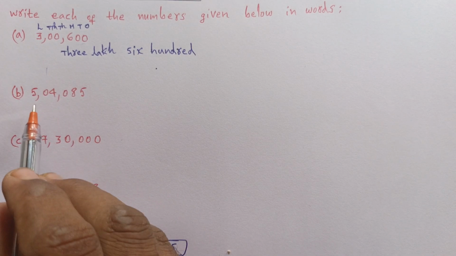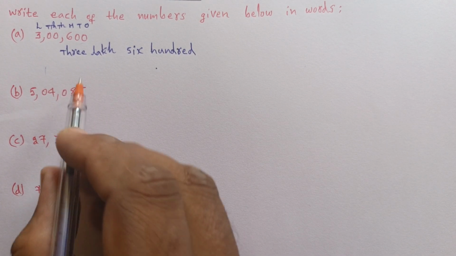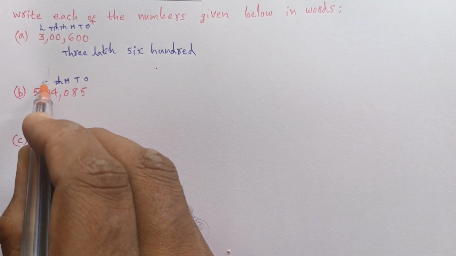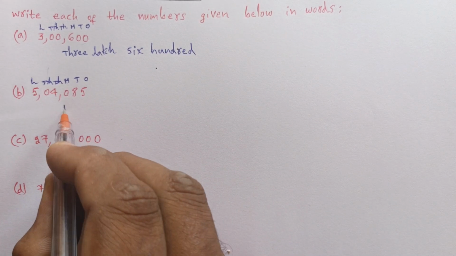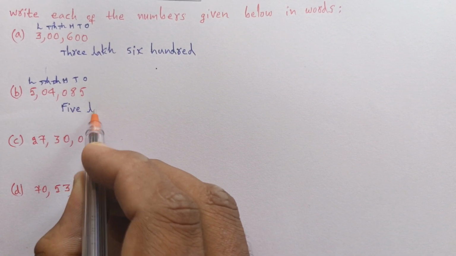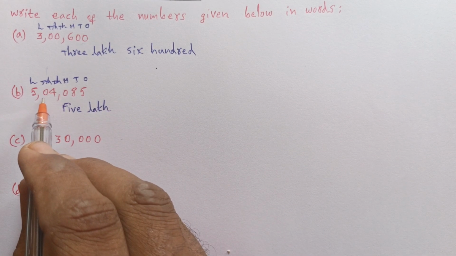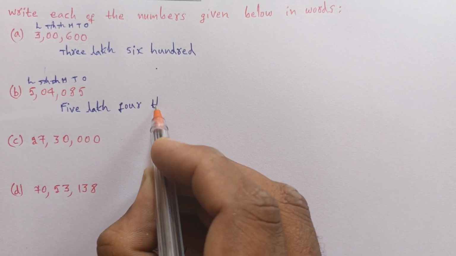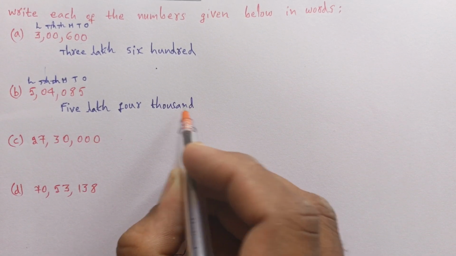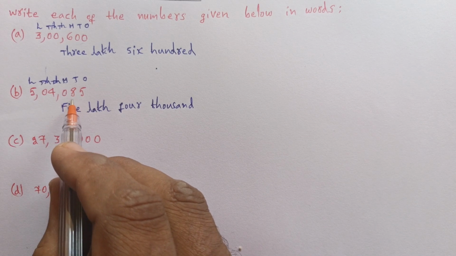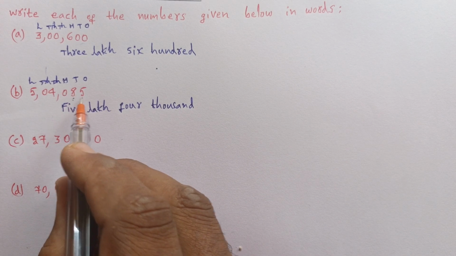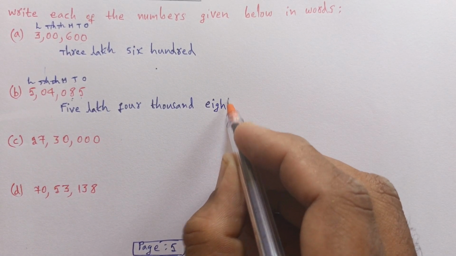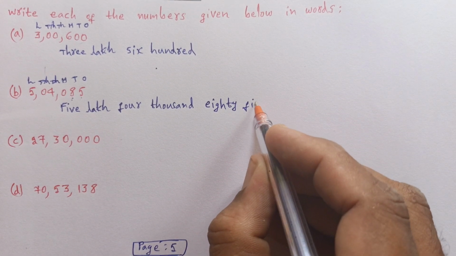Next, the second one, 504085 is given. Just like the previous case, this is 5 lakh, and in the 10,000 place nothing is there, so in the 1000 place 4 is there, so it is 4,000. And in the hundreds place 0 is there, so you can neglect. But in the tens place and ones place digits are there, 8 and 5, so 8 tens are 80, that's why I am writing 80. Next, in the ones place, 5 is there.